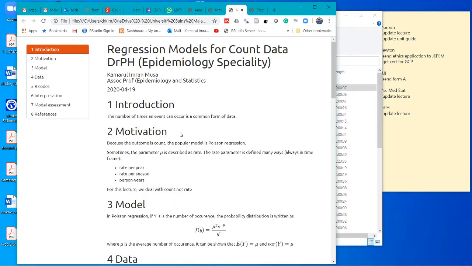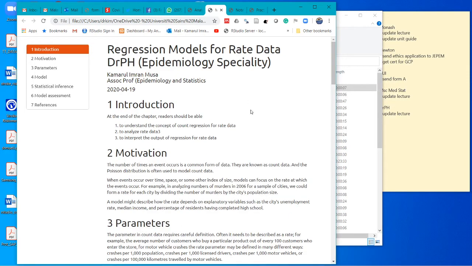So, today I'll cover two topics. One is the regression models for count data, and the other one is regression models for rate data.